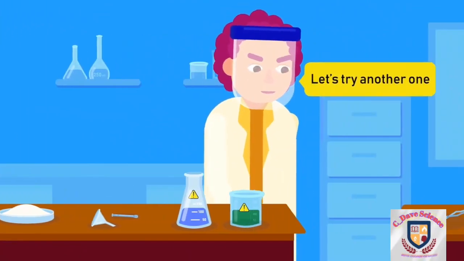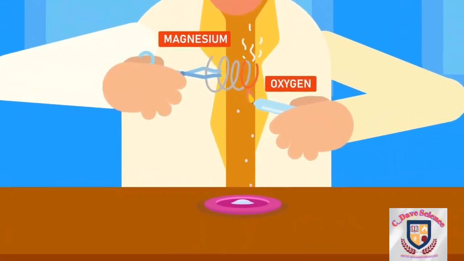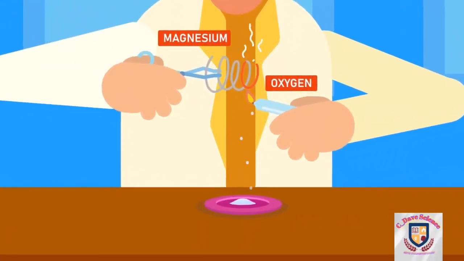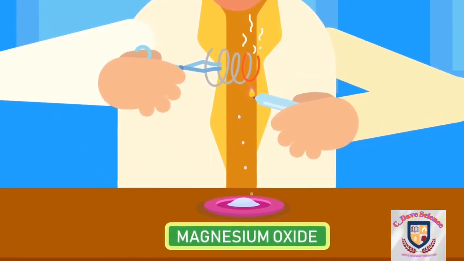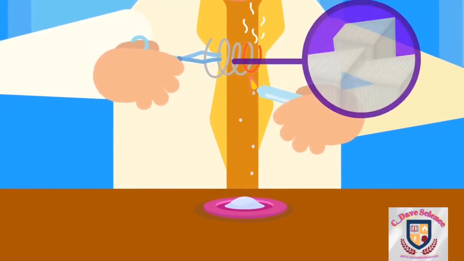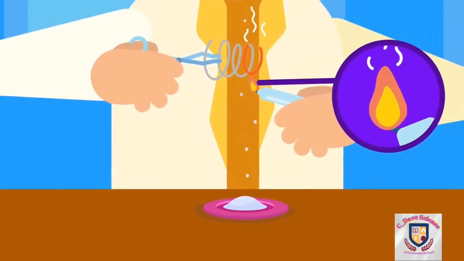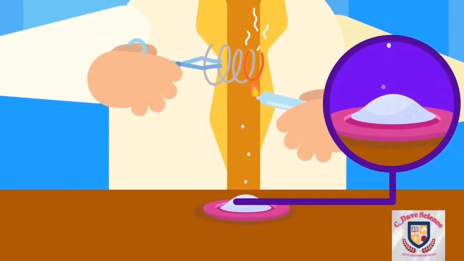An example of this is that magnesium is a type of metal that burns in oxygen to form a compound called magnesium oxide. Magnesium oxide has different properties than both magnesium and oxygen. Magnesium is a solid with a silvery appearance. Oxygen, as we all know, is a colorless gas. However, magnesium oxide is a white solid.